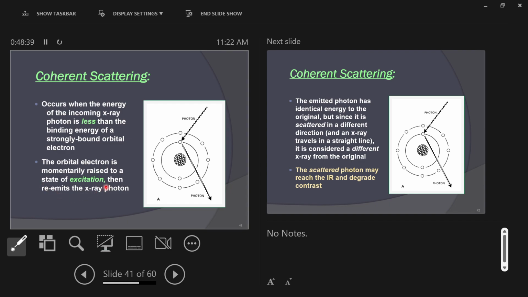So it's recaptured by the atom, causing it to shoot out the photon that it had absorbed. The photon goes in a new direction, so it's scattered radiation, but it's coherent scatter because we know what the energy will be for that photon. It'll be the same as the incoming energy. It's called a scattered photon because it's traveling in a different direction. Because it's traveling in a different direction, it has to be a new photon. It cannot be the same as the original.